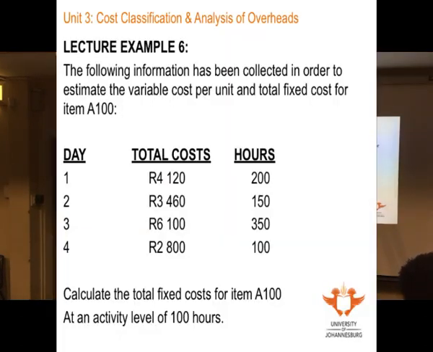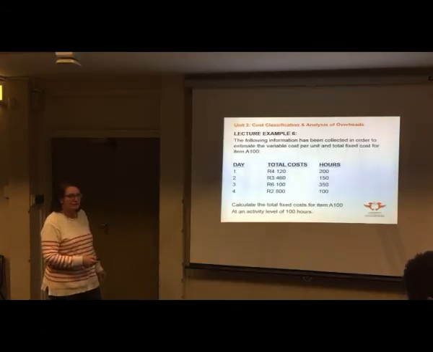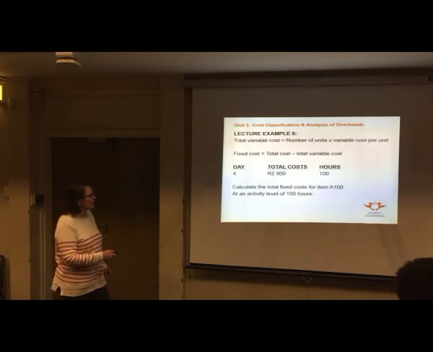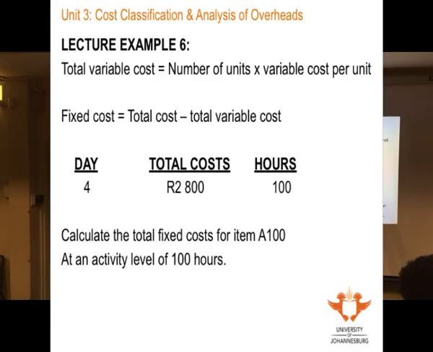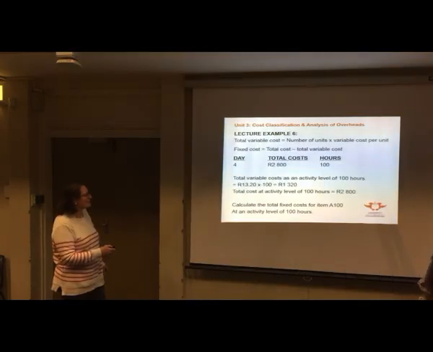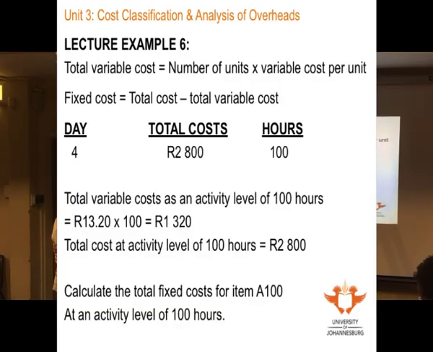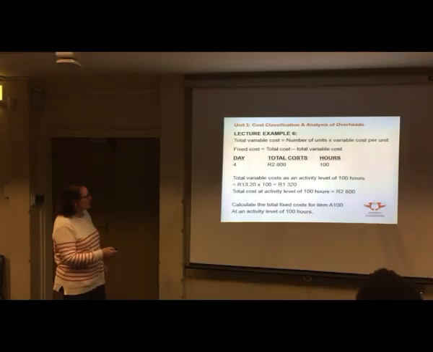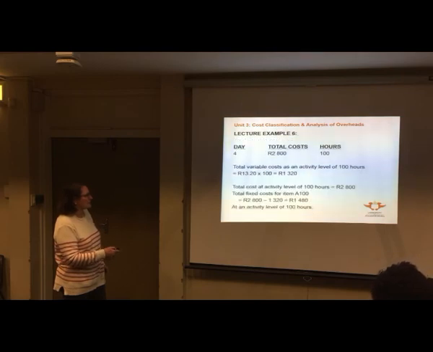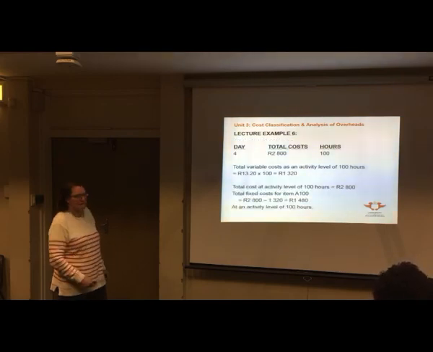So now we first have to calculate the component that is the fixed cost. Do you agree? The way that we do that is that the fixed cost must be the total cost minus the total variable cost. We're going to take the total cost of 2,800, and the variable cost is 100 hours times 13 Rand 20, which is 1,320. Therefore, the fixed cost is 1,480.